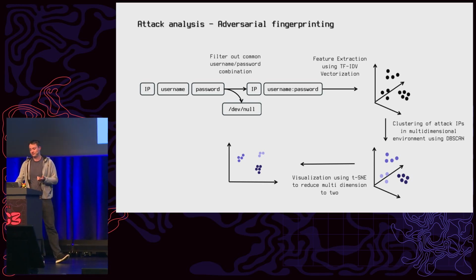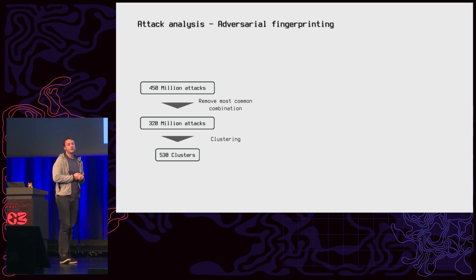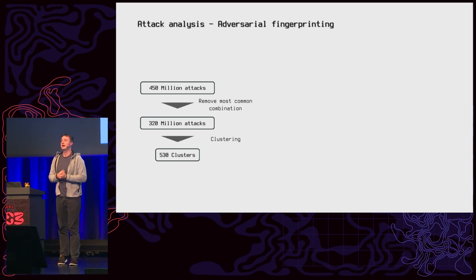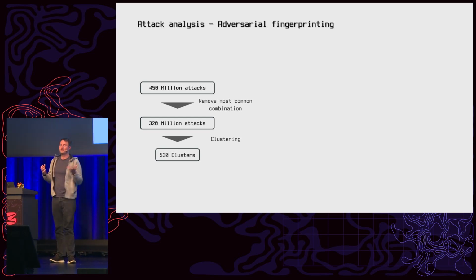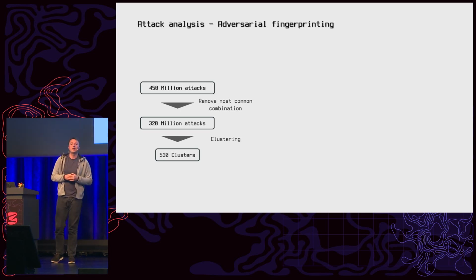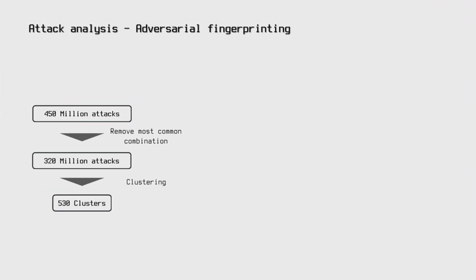So how does this look in real life? I took a data set of about 30 days, which is 450 million attacks overall. I then removed all the common combinations, as shown, which brought it down to 320 million. Already pretty good, but still a lot. And then clustered this. Out of this, I got 530 distinct clusters. Now, I have to say there are usually 531 clusters because there's one cluster, which is like the -1 cluster, where there are IPs that are so different that I can't really put them somewhere. But 530 clusters where I'm pretty sure that these IPs are using the same user and password combinations to attack the sensor network.